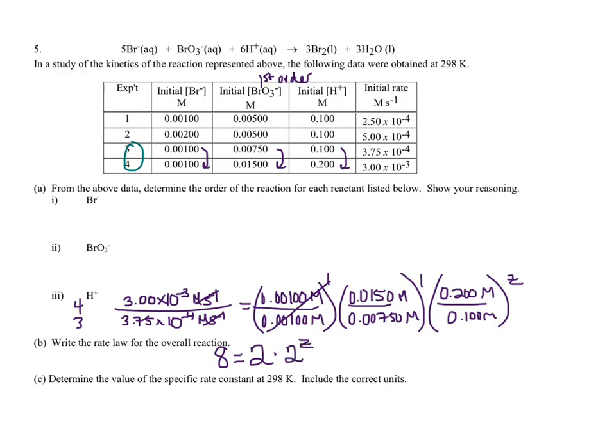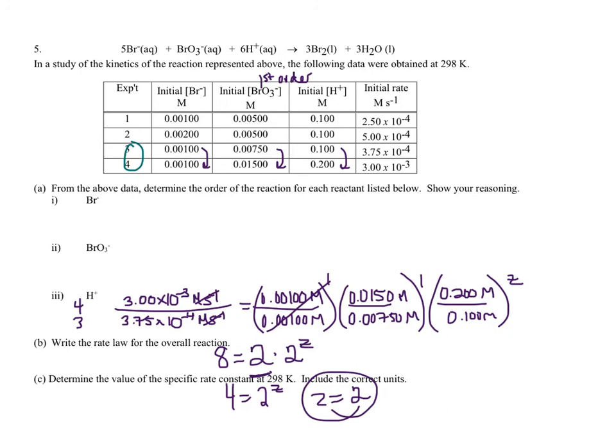So there's just this one extra factor in my algebra that's not really going to give me any trouble. 8 divided by 2 is 4, and then 2 to what power gives me 4? Oh, z must be 2. It must be second order with respect to H+.